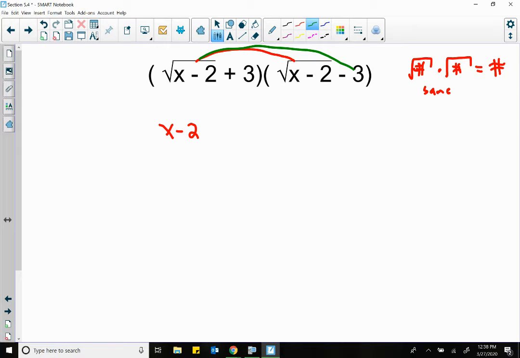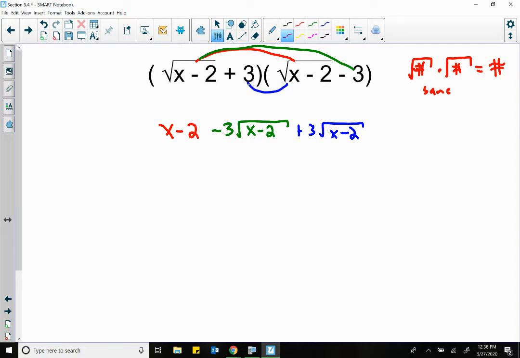So I've got a square root times a number. Do they really multiply each other? No. But you don't make them disappear. You have to write them both down. So you got negative 3 square roots of x minus 2. Okay? Then in here, we're going to multiply the inner. Again, it's a number times a radical. So that'll be a positive 3 square roots of x minus 2.